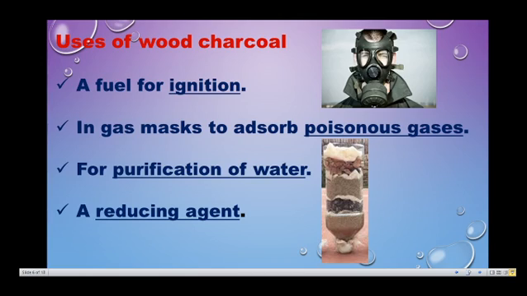It is also used for the purification of water. And it is used as a reducing agent. What is a reducing agent? A reducing agent gives hydrogen or removes oxygen. The substance which supplies hydrogen or which removes oxygen is a reducing agent. So wood charcoal acts as a reducing agent.